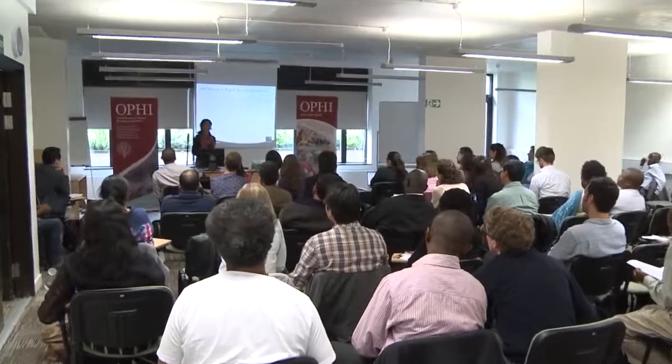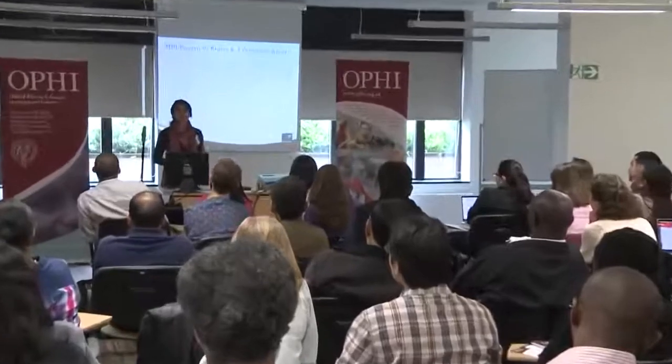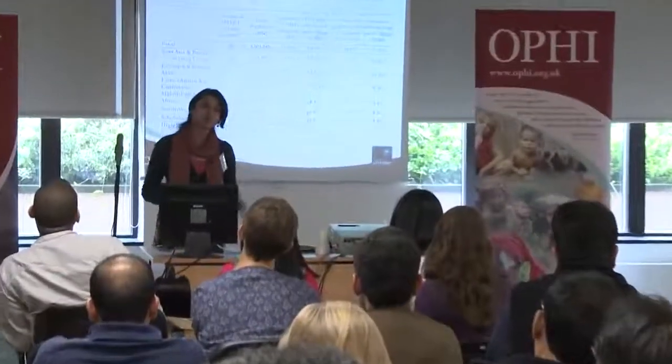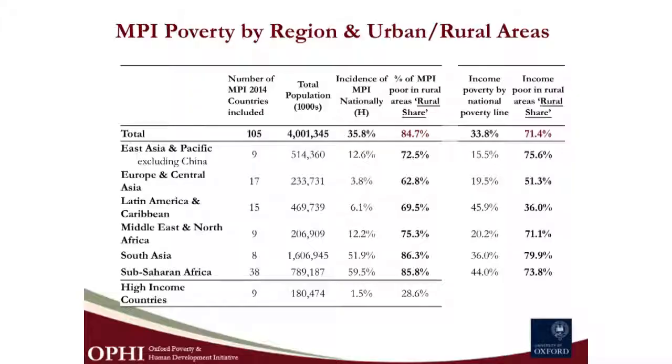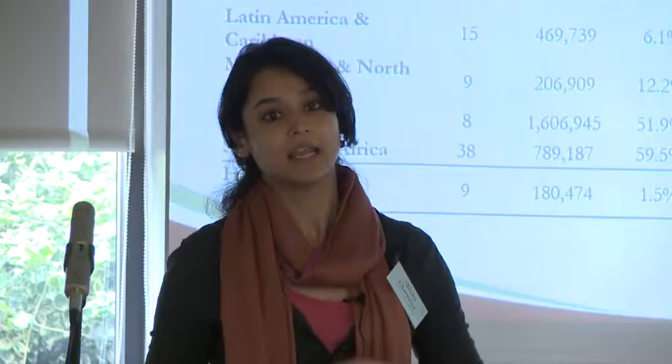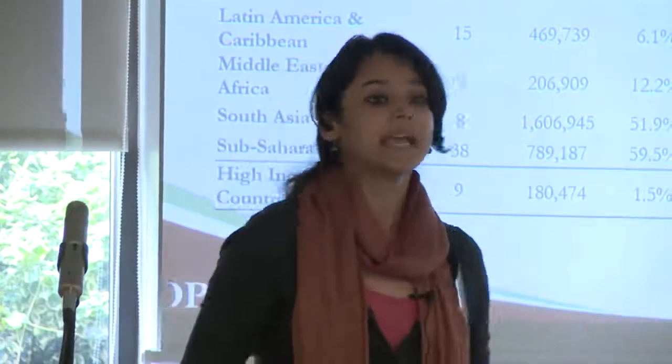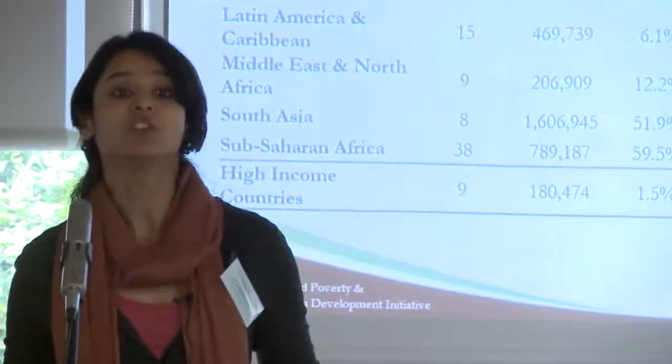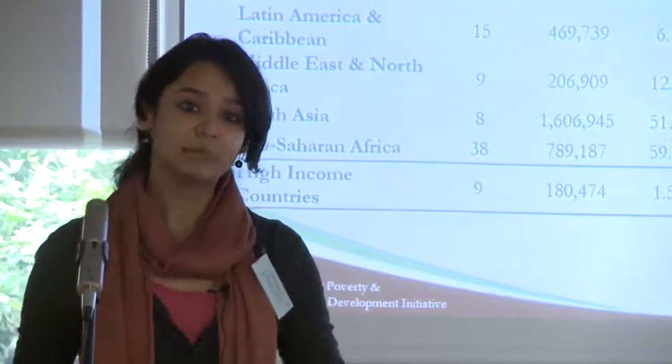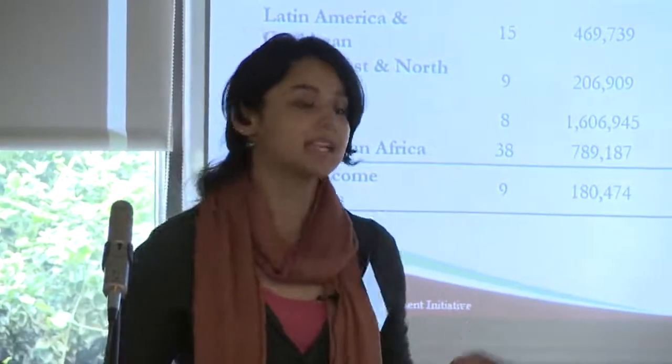So what we try to do is also look at the share of MPI poor who live in rural areas, because there is this general belief, and the number that is generally thrown around using income poverty or monetary poverty measures, is that around 70% of the poor live in rural areas. So we try to do something similar this year with the MPI data.